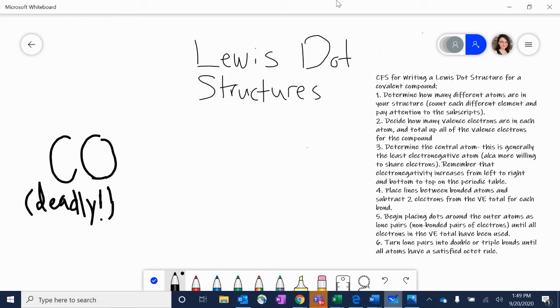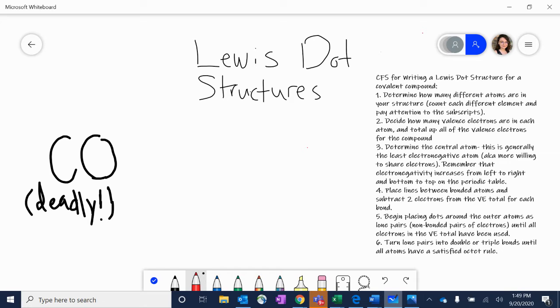All right, let's work another Lewis dot structure for a different covalent compound. This time we're going to use CO, aka carbon monoxide, that deadly gas that can actually poison you, asphyxiate you, that means prevent you from breathing, and cause you to die. So this is a pretty serious one.